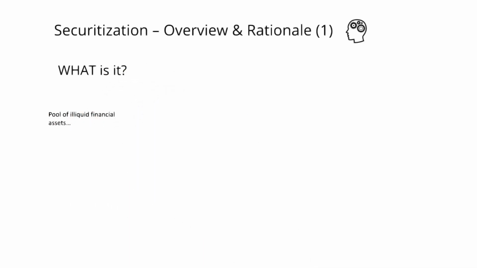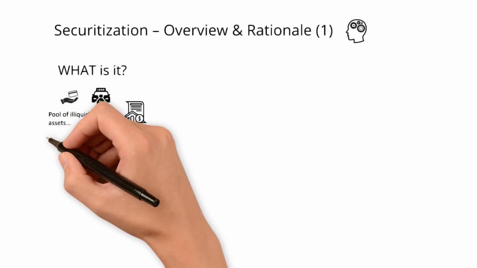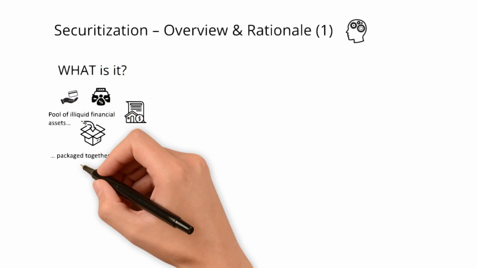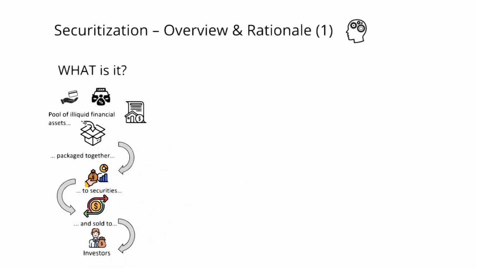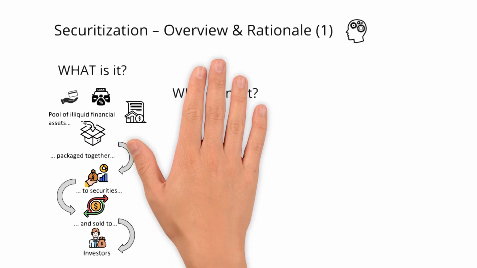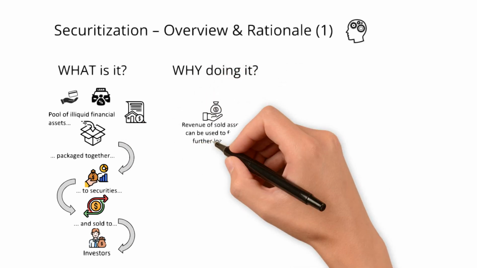Securitization is a financial process in which a pool of illiquid financial assets, such as mortgages, car loans, or credit card receivables, among other types, are packaged together and sold to investors in the form of securities. What is the aim of doing this? This enables the issuer, which is usually a bank or so-called originator of the securities, to convert illiquid assets into tradable financial instruments. Traditionally, banks have funded their loans predominantly from deposits.